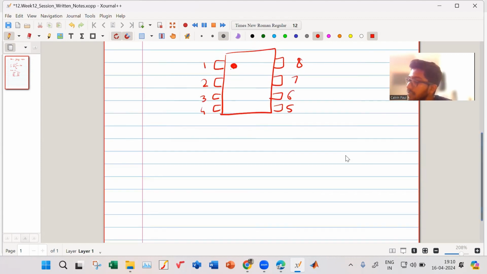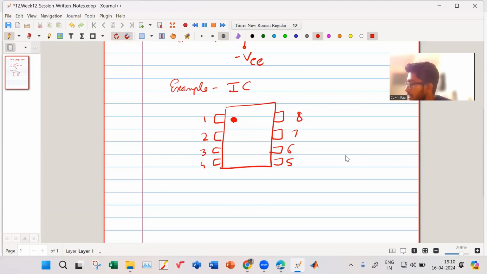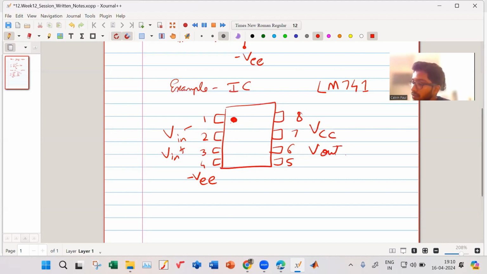Then there's a very useful IC which is widely used, the LM741 IC. In this one, pin 1 is not used. Pin 2 is Vin minus. Pin 3 is Vin plus. Pin 4 is minus VEE. Pin 7 is VCC, and pin 6 is V out. So there is an 8-pin IC. If you go to the market and ask for an LM741, he will give you this sort of IC chip.